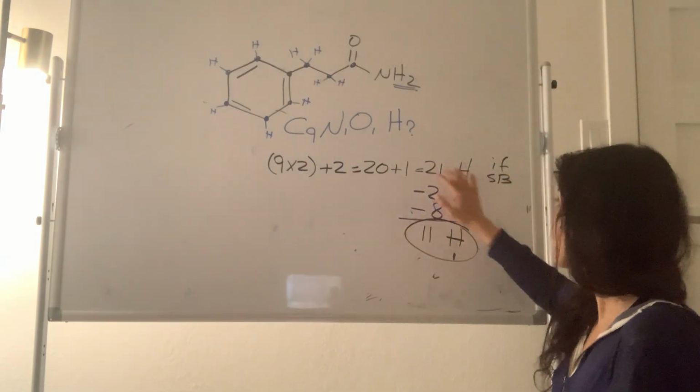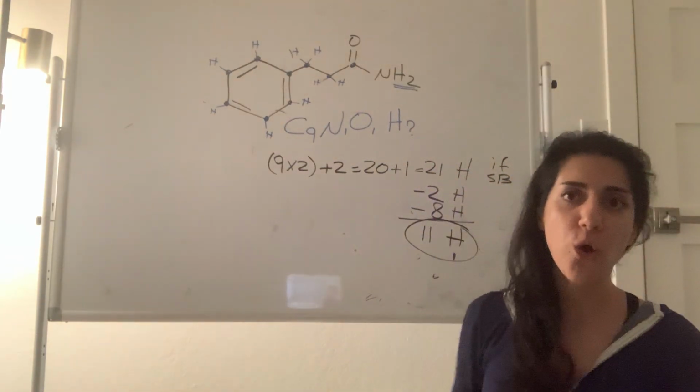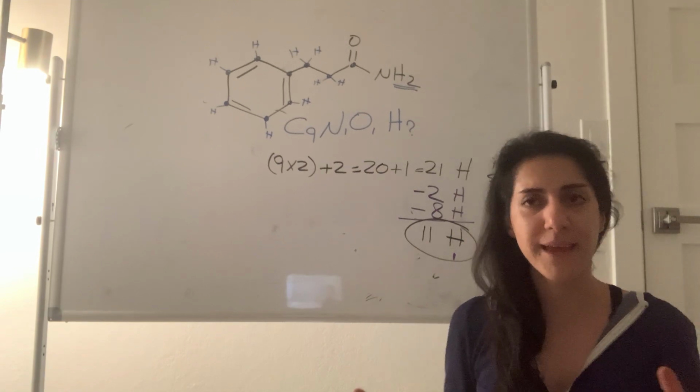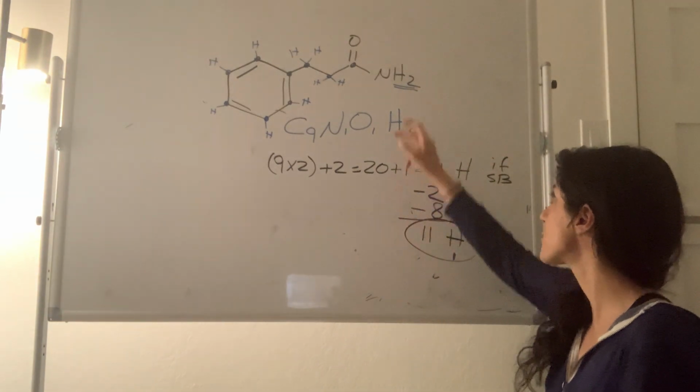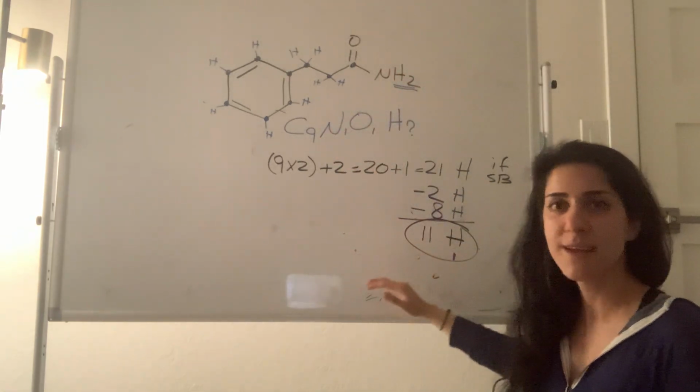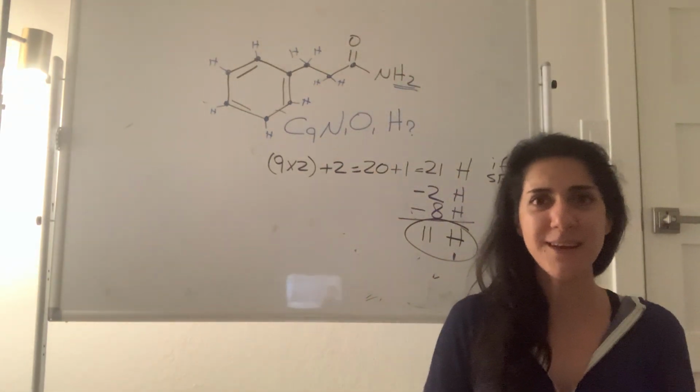So yeah, the 21 would be if there was no double bond, nothing at all. Everything is saturated. We only have single bonds. And we subtract for a double bond and for a benzene ring. This is what we got. Sounds good? All right.